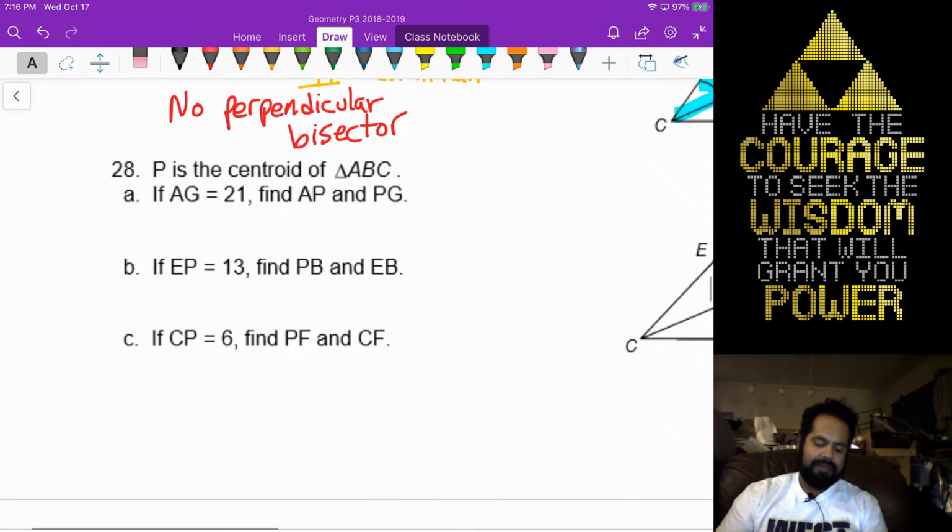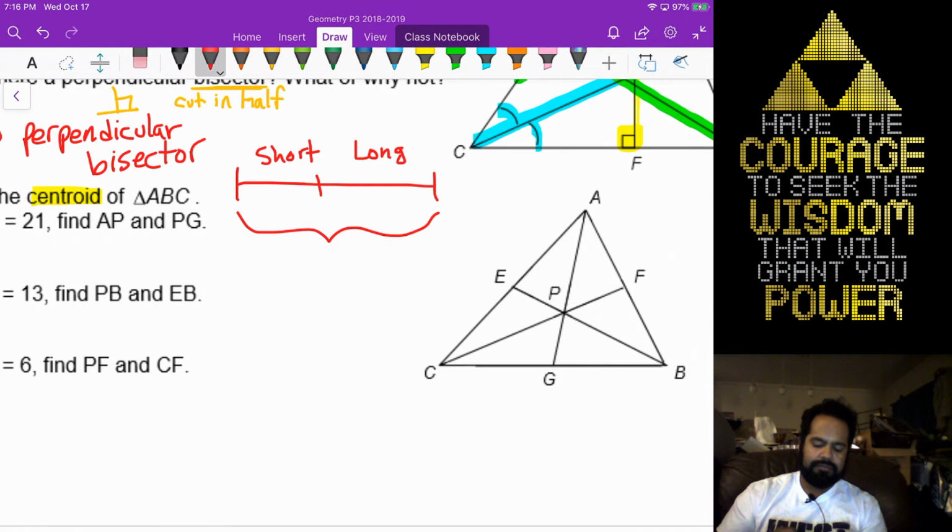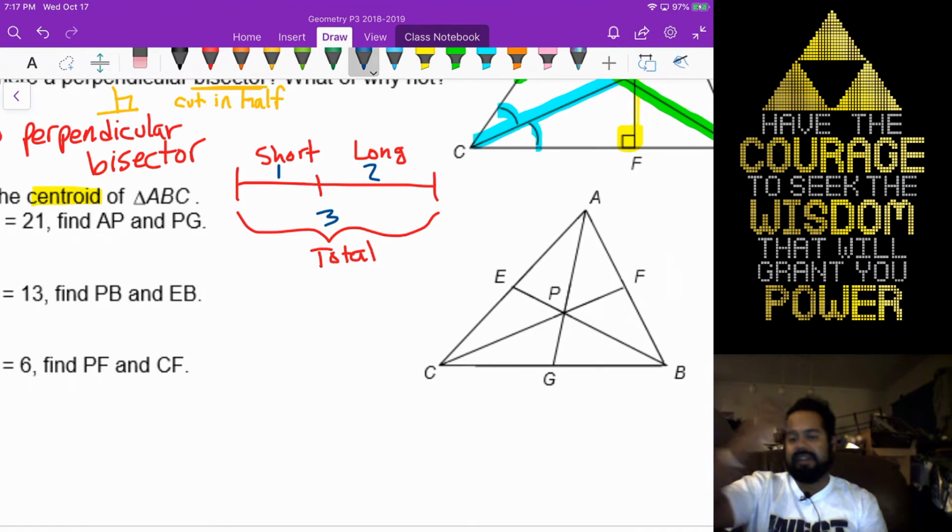Okay. P is the centroid. Centroid, you should be thinking the 1, 2, 3 rule. If you don't remember the 1, 2, 3 rule, again, remember we've got our proportions. We have our short, we have our long, and then you have your total. So remember, the short has a part of 1, the long has a part of 2. If you add them together, you get 3. So that's why I call this the 1, 2, 3.